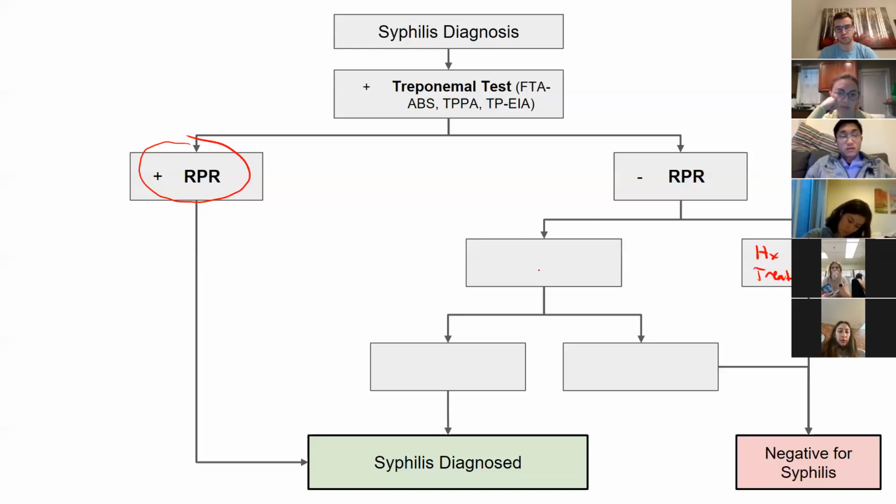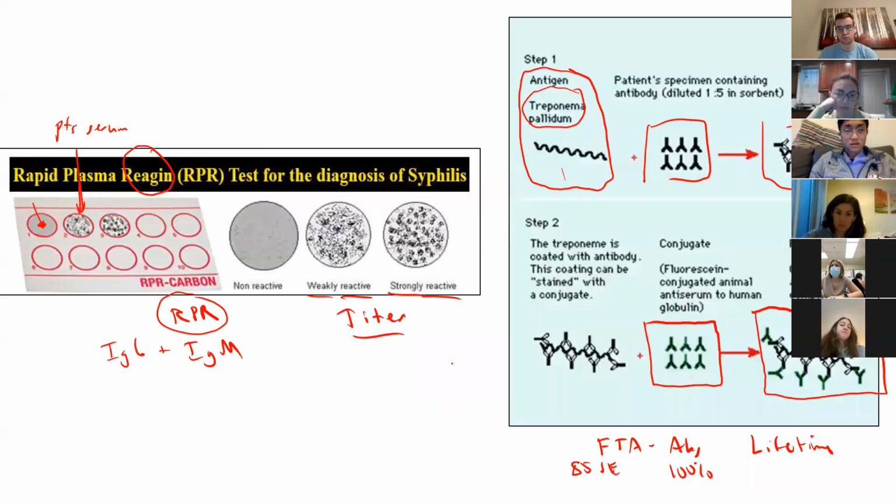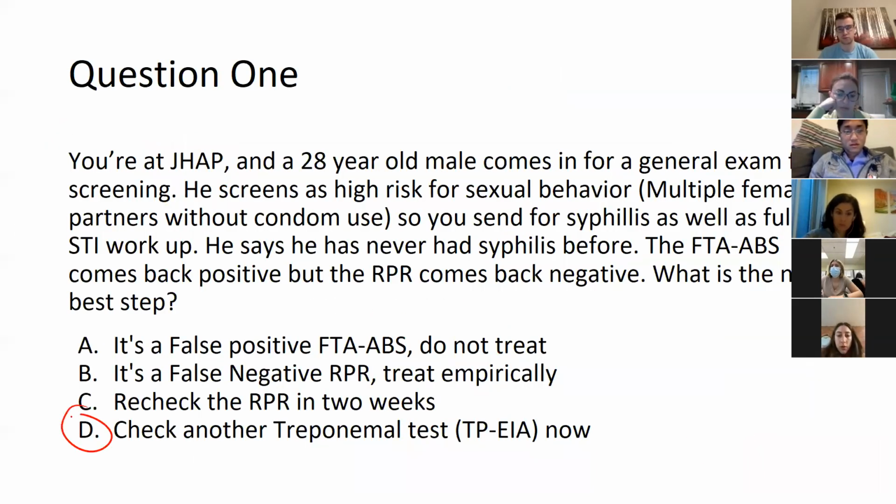What do you do then if they have a positive FTA-ABS and negative RPR and no history of syphilis? So at that point, you actually have to do another treponemal test. And usually it'll go with like TPPA or TPEIA, which is an ELISA. And if that is negative, it's negative for syphilis, and if that's positive, it's positive for syphilis. All right. So in this case, you would check another treponemal test.